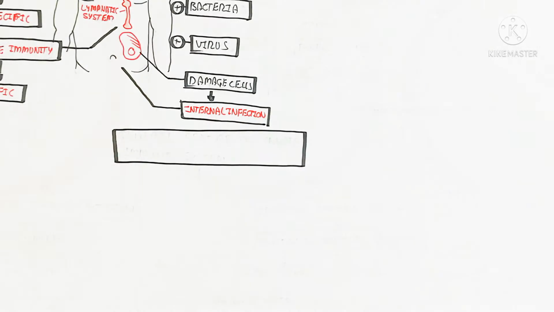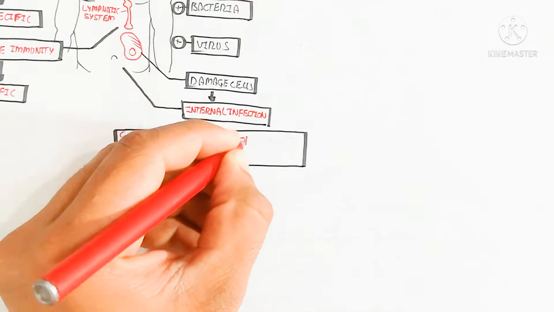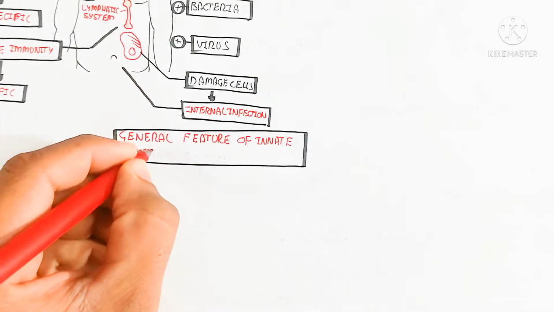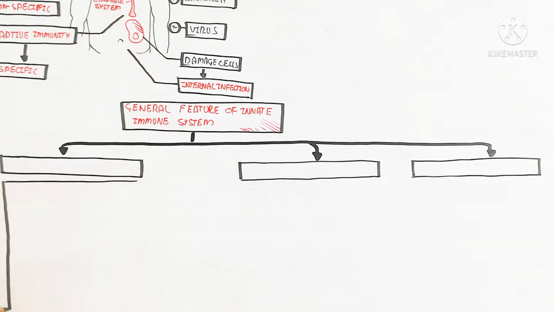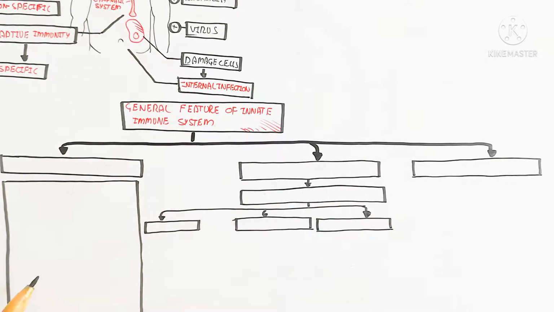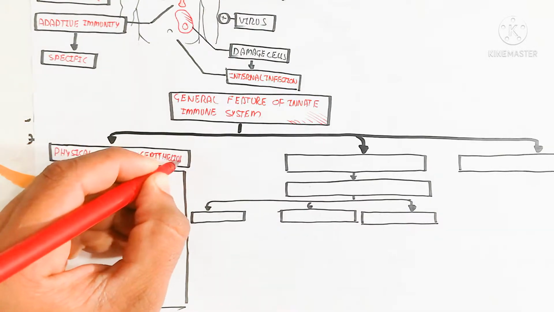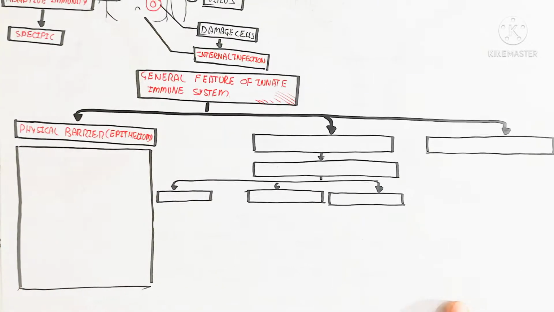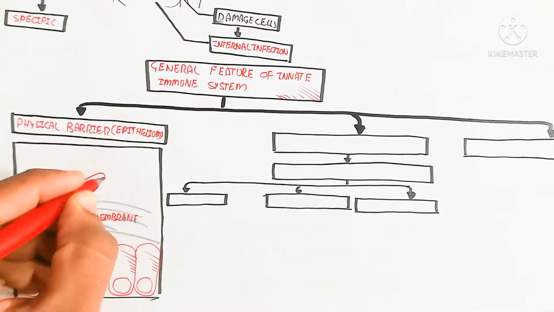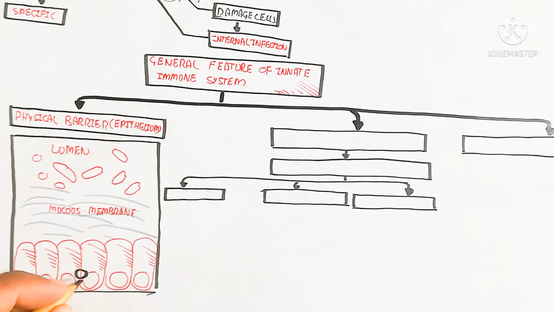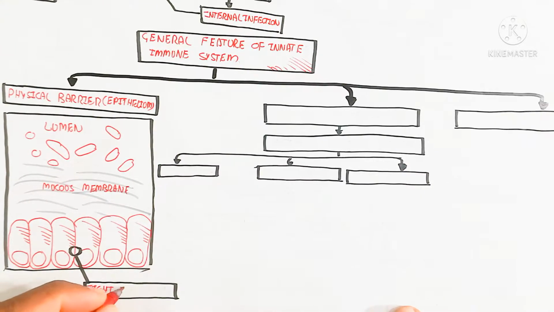So here are the general features of the innate immune system. First we will discuss the innate immune system, and we will also understand how the innate immune system composes the adaptive immune system. Here is the physical barrier we will discuss first. This physical barrier can be skin or digestive tract, epithelium, or some other surface which is protected by the mucous membrane, and also the biological fluid.